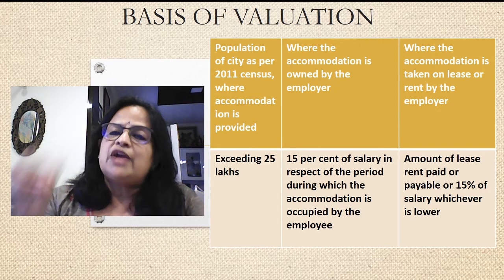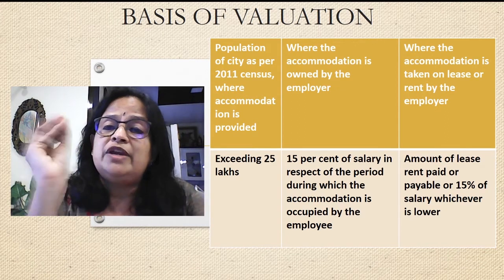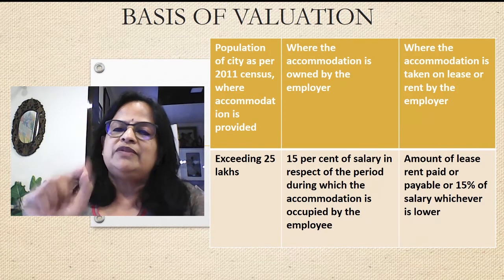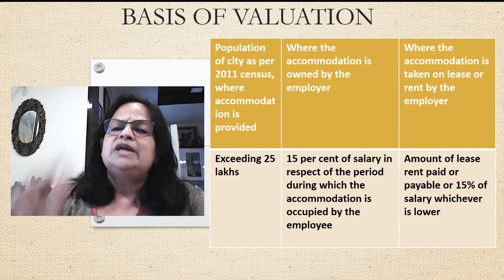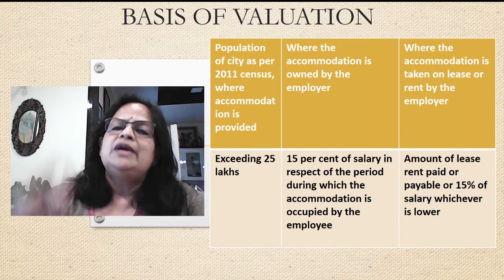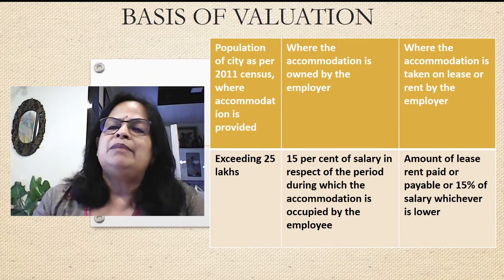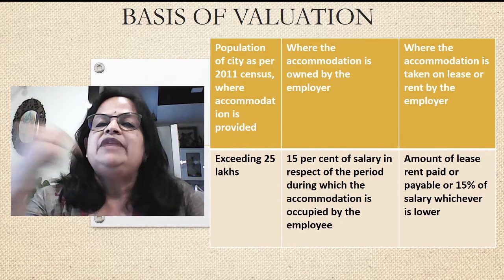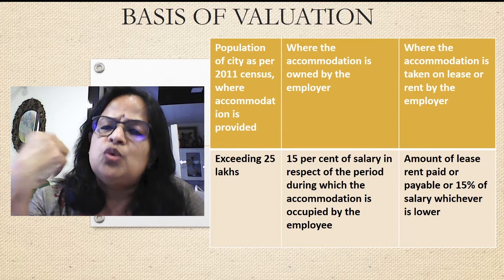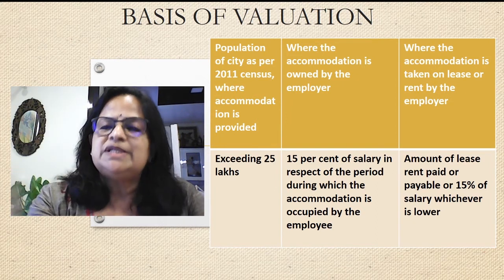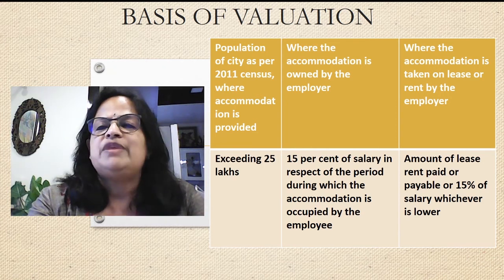So for the accommodation, this classification is very, very important. You have to read that. First I told you, you have to read the question carefully to check whether he is a government employee or not. Second thing you have to remember, you have to read the question carefully to see whether the house is owned by the employer or the house is taken on rent by the employer. If the house is owned by the employer only, these rates will be applicable. That is 15%, 10% and 7.5%.